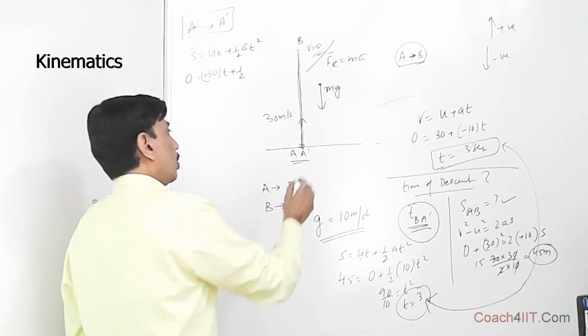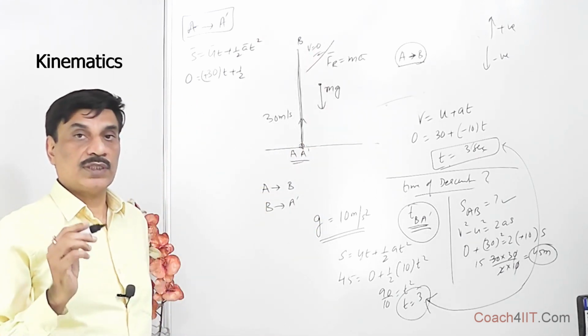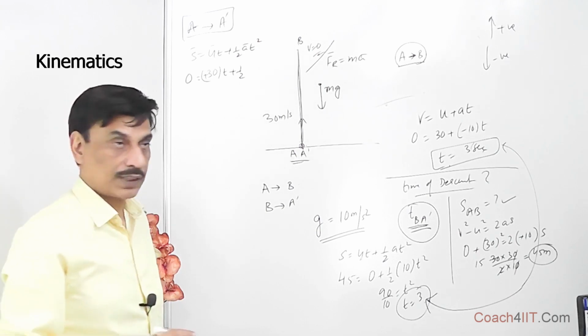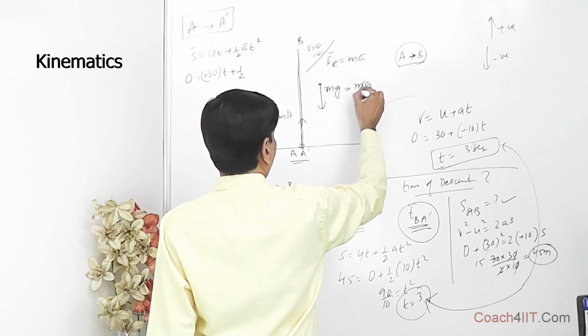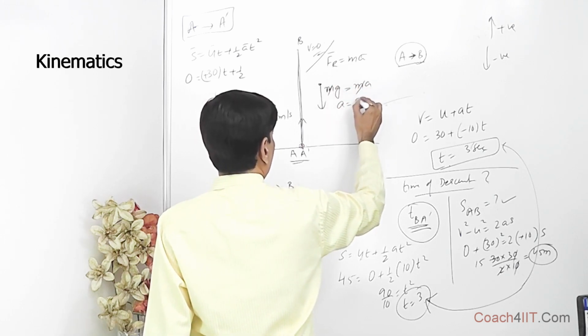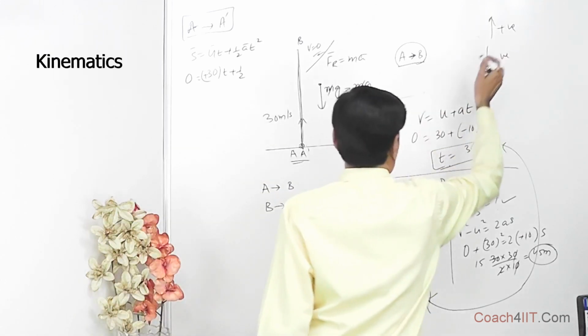The net force on this body, whether the body is going up or coming down, is acting in the downward direction only. So mg is equal to, that is the net force is equal to mass into acceleration, m and m go off. So acceleration is g, and obviously it is in the downward direction. In the downward direction we are taking the vectors as negative.